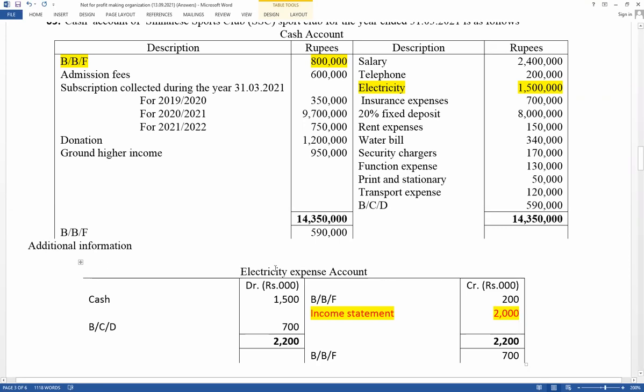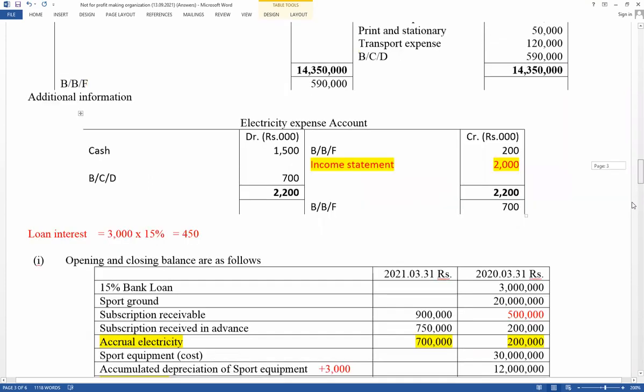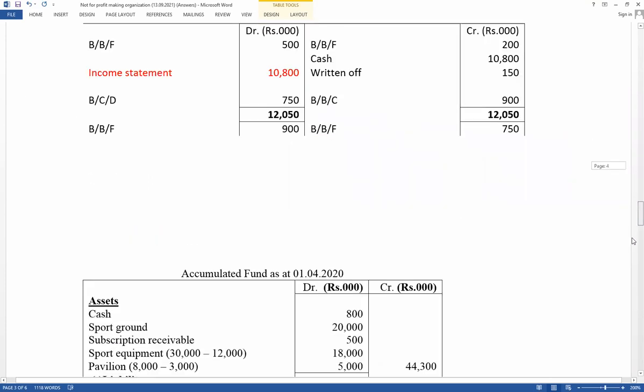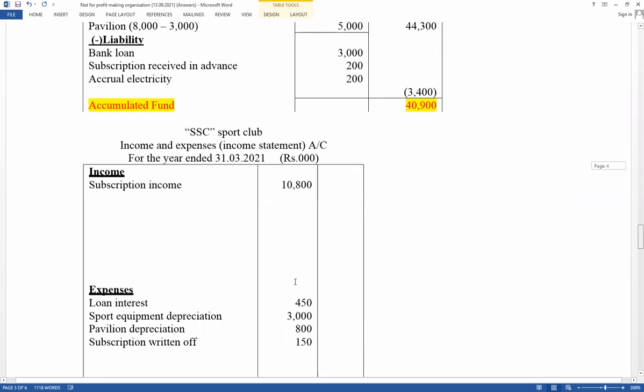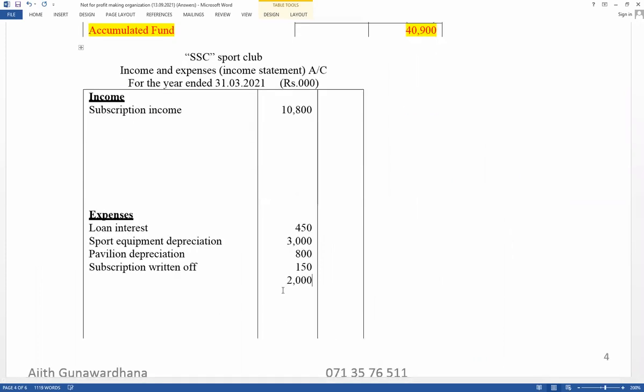Now, in the income statement, electricity expense of 2000 should be included as an expense. Therefore, expense description: electricity expense, 2000 for the year value. Right, now all the adjustments have been discussed.